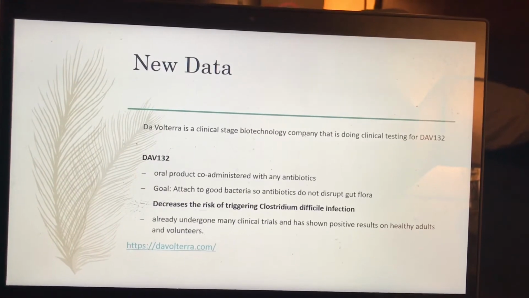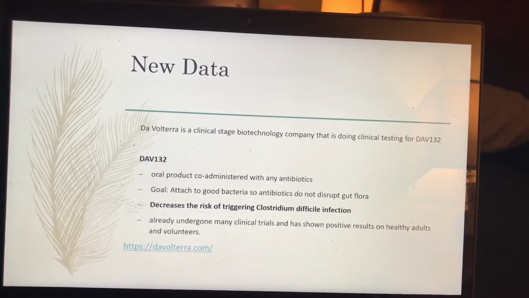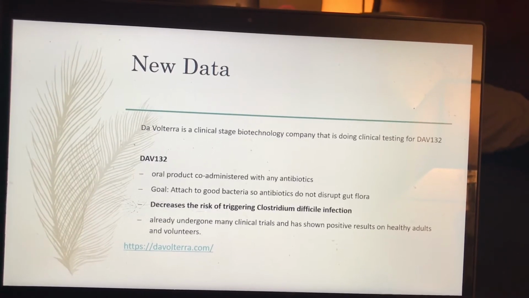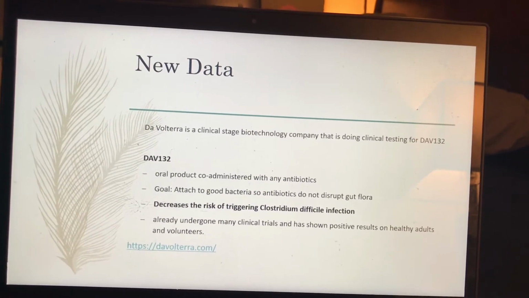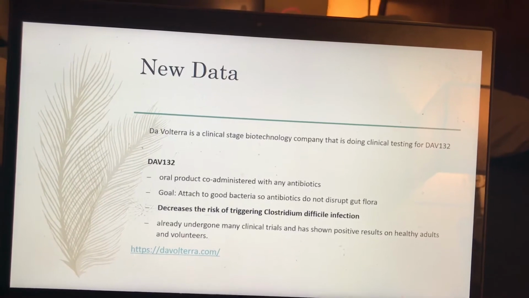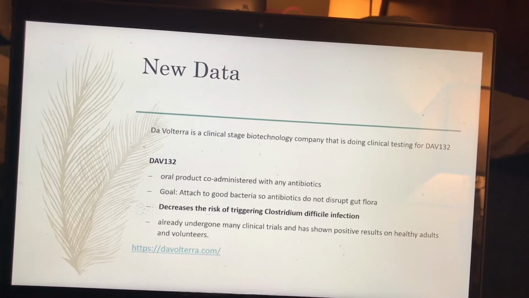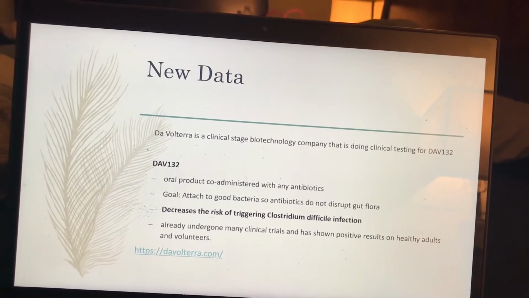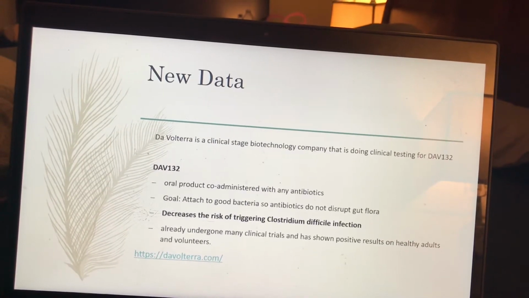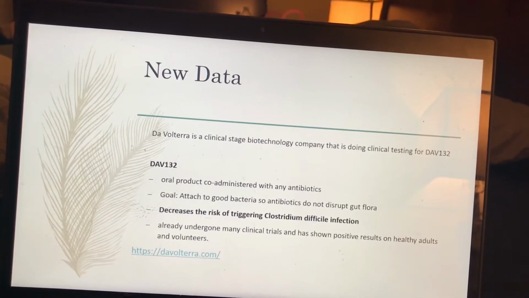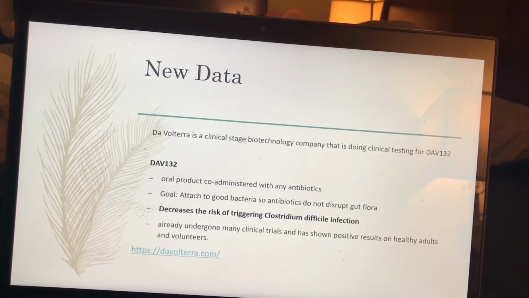DAV-132 decreases the risk of triggering C. diff infection because it attaches to the good bacteria so that they can survive, which does not allow C. diff to flourish and attack the epithelium. Volterra has already put DAV-132 through many clinical trials and now has shown positive results on healthy adults and volunteers.